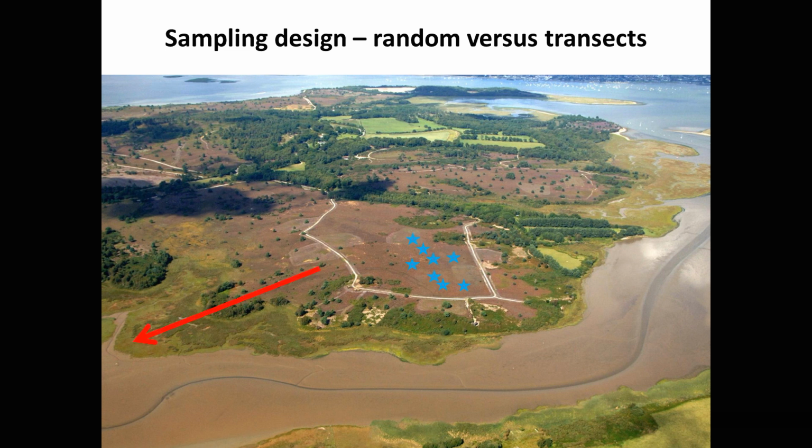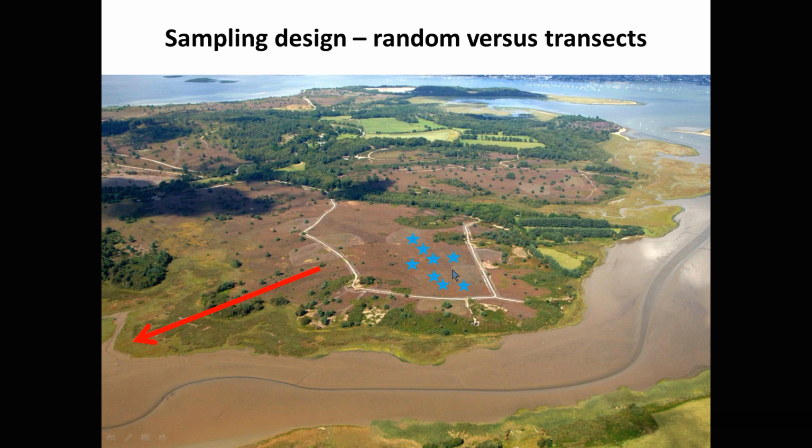Well, when you're looking at the gradient, you want to see how that species distribution changes as you go from heathland to the saltmarsh through the woodland here, then actually a transect is a good idea. You can still do quadrats along that transect, but you put them all in a line like that and you see how it changes as that environmental gradient changes. Whereas if you're sampling what's effectively a homogeneous area, so it's all the same, then random sampling gets you maximum statistical power and flexibility.